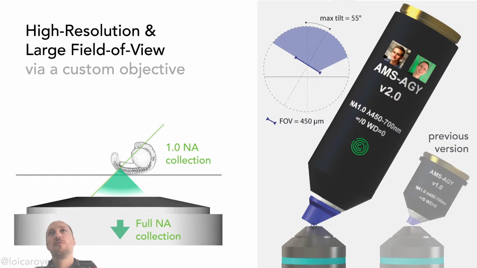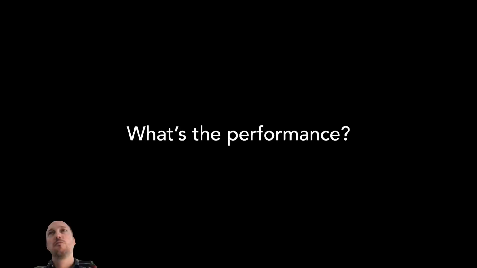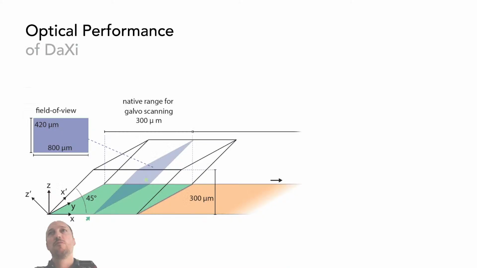But now with this objective, it's really easy. So what's the performance of this system? The optical performance of DaXi is the following. In terms of imaging volume and field of view, the field of view is 420 microns along what we call the X prime direction, which is this oblique direction, and along the Y direction, perpendicular to that, it's 800 microns. We typically use half of the sensor, which also gives us a little speed advantage. That represents about 300 microns along the Z direction, which is along the axis of the primary objective.